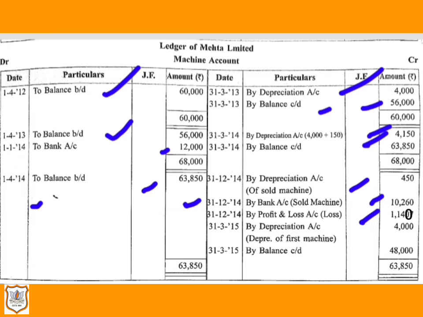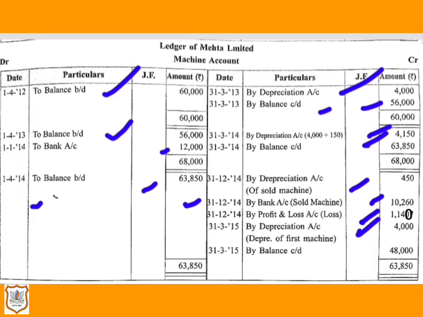Then again we will charge depreciation for the first machine, that is rupees 4,000. Date is 31st March 2015. The first machine was with us in the third year for the whole year. So here the whole year depreciation will be provided for the first machine, that is rupees 4,000.